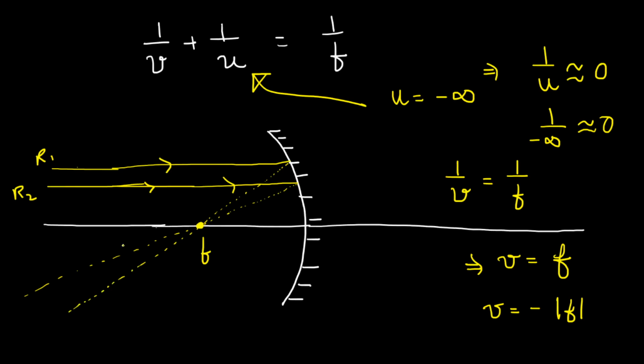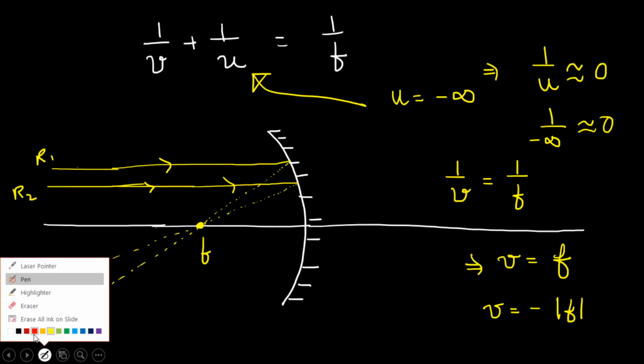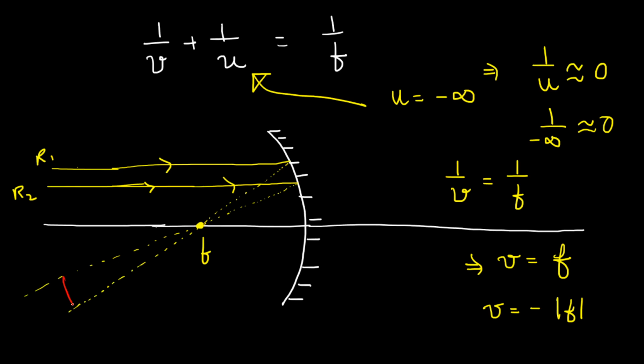Now this is very interesting. Now what about the eye? Where is the eye? The eye is right here. And what does the brain think? Well, the brain thinks that there is something here. And when the brain thinks that something is here, that's the image. And where was the object? The object was at infinity.